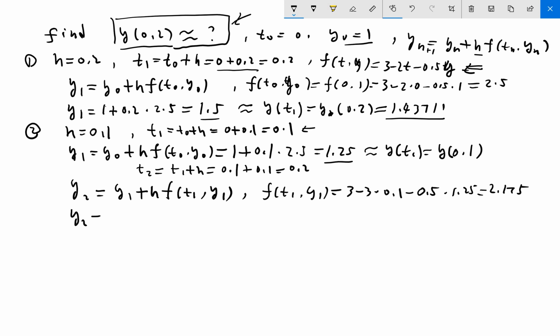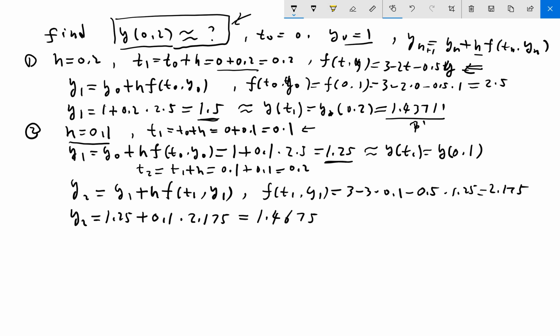Okay, now we can find y2. y2 equals y1, y1 here again, 1.25, plus h, which is 0.1, times f(t1, y1) we just calculated, which gives 2.175. Okay, after you calculate that, they give you 1.4675. Okay. Compare with our first approximation here. Compare our first one. Here, 1.5, right?